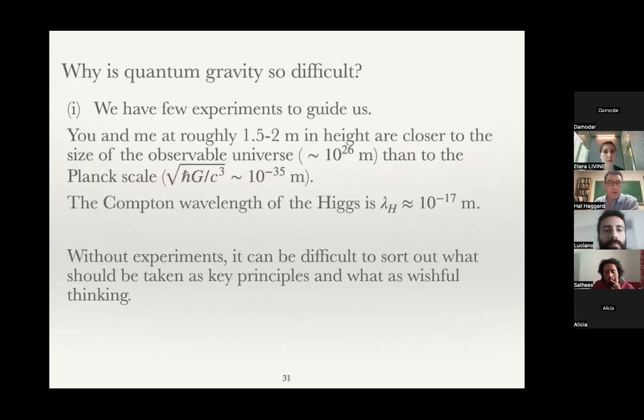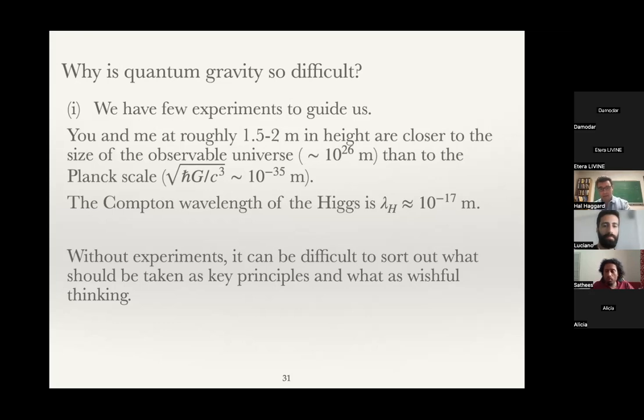All right. So the first answer is the answer that you all know and have suffered and thought about and complained to your friends about, which is that we just have so few experiments to guide us in quantum gravity. You and me, at roughly 1.5 to 2 meters in height, are closer to the size of the observable universe than we are to the Planck scale. The observable universe, as we know it at the moment, is 10^26 meters. The Planck length is 10^-35 meters. So we're actually much closer to the size that we would need to be to understand the whole observable universe than we are to the Planck scale. So that's to indicate that it's a hard problem to probe quantum gravity experimentally.